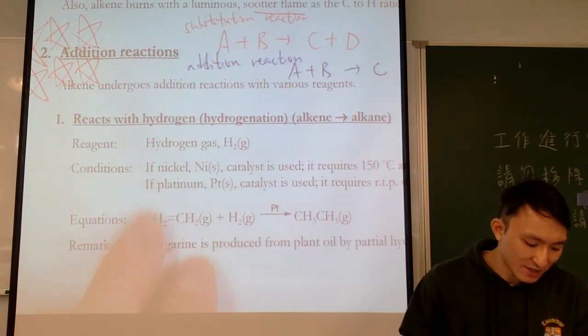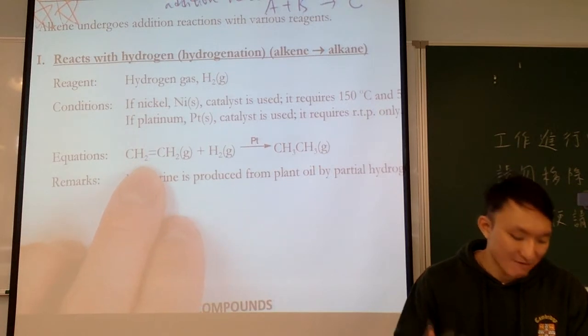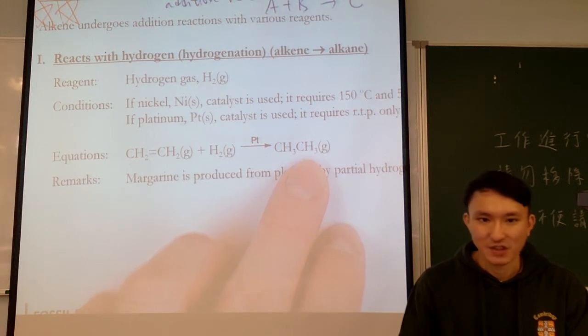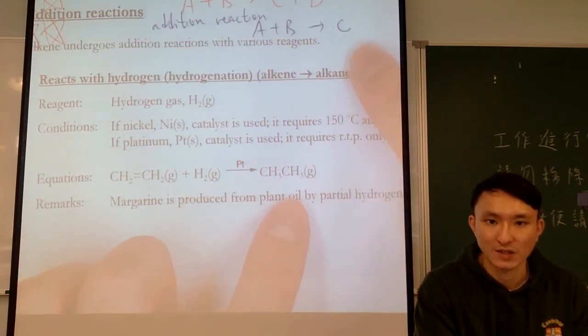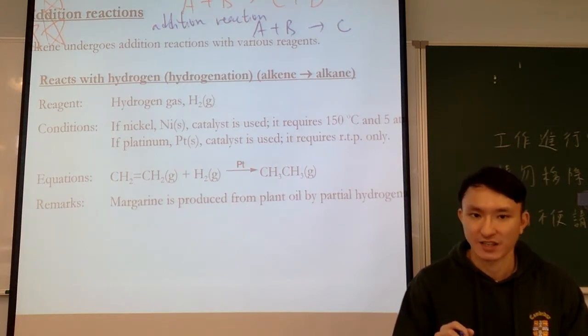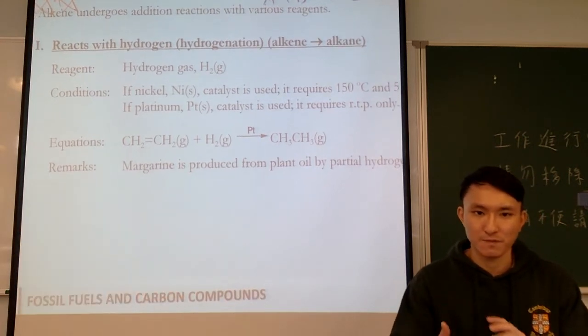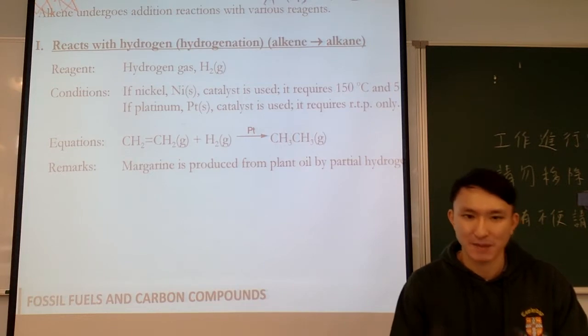In this reaction, if you look at the equation here, this is an ethene molecule. It reacts with hydrogen to form ethane. So you see, two reactants form one single product, so this is obviously an addition reaction. Now, let me break it down for you how this reaction is taking place.